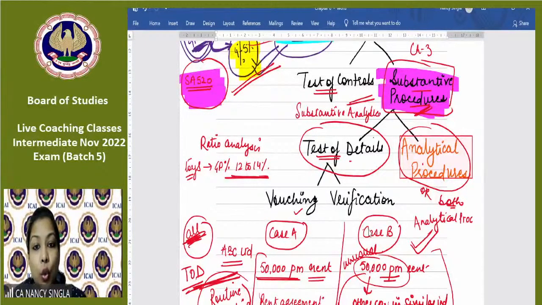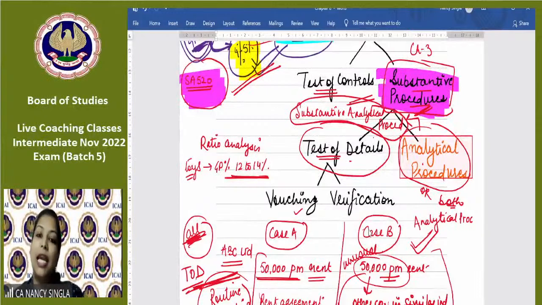Okay? So don't get confused between analytical procedure and substantive analytical procedure. When the analytical procedures are being performed as substantive procedure, they will be termed as what? Substantive analytical procedure. Simple hai? And SA 520 comes into picture.